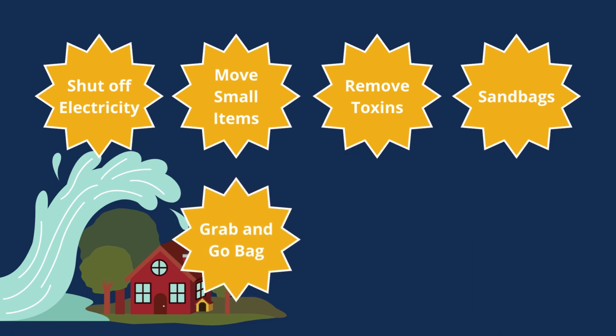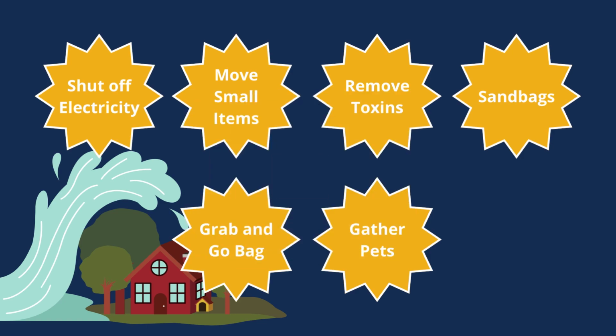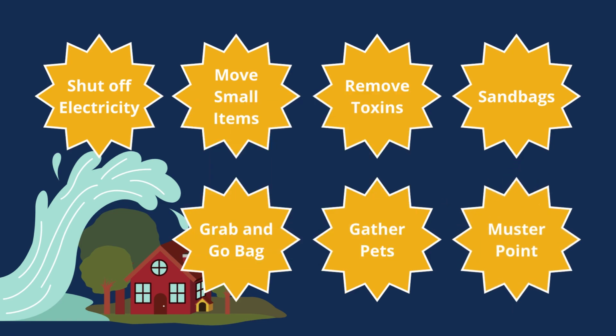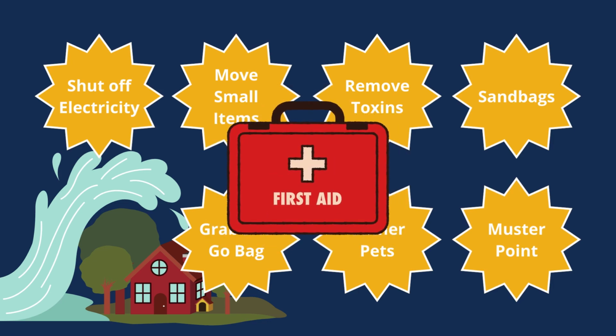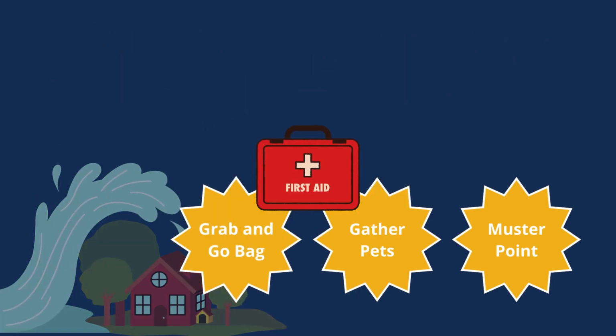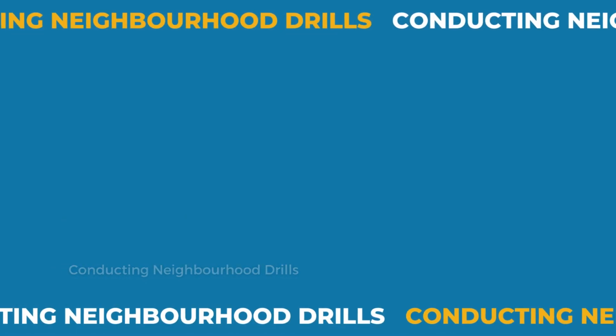Make sure everyone has their grab-and-go bag and gather your pets. Place the OK sign on the front window, then proceed to the muster point where you will meet your neighbors. If you have a first aid kit, be sure to bring it with you in the event a neighbor was injured. Once everyone has gathered at the muster point, it's time for a debrief.